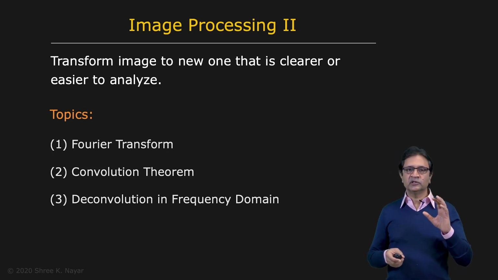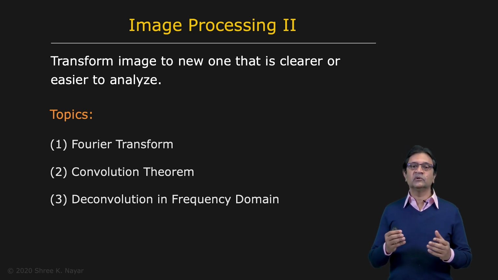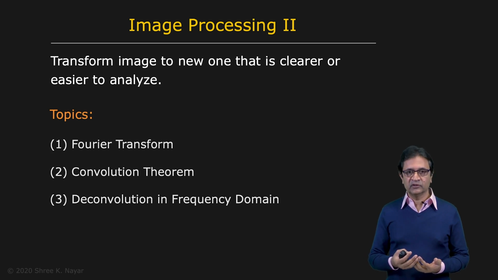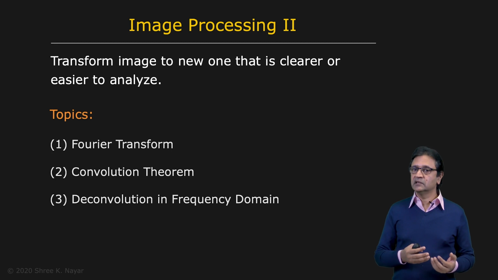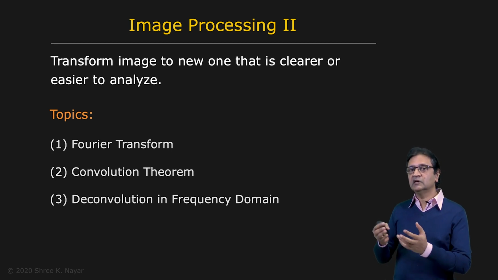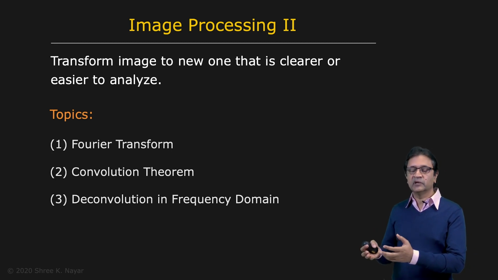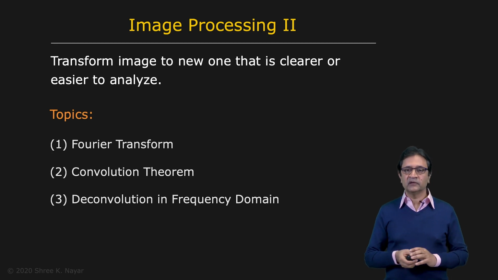Imagine that while capturing an image, your image is somehow convolved inadvertently by a function, such as motion blur. In this case, you want to undo the effect of convolution. And so this is called deconvolution, and it turns out that it is much easier to deconvolve a signal in frequency domain rather than spatial domain.